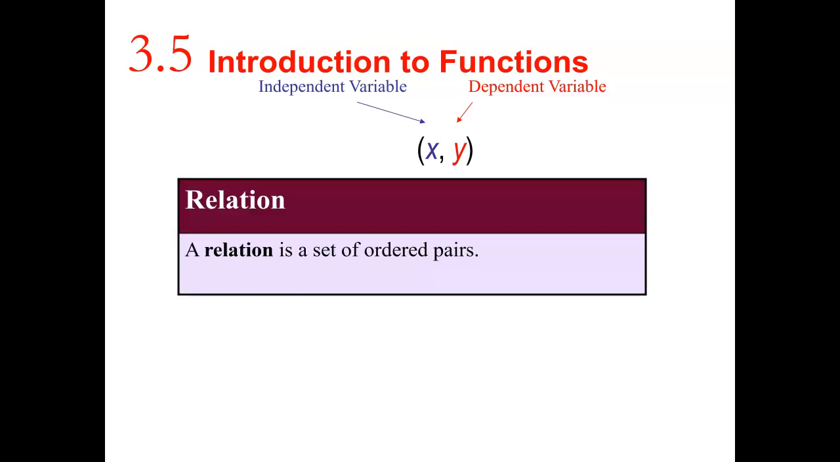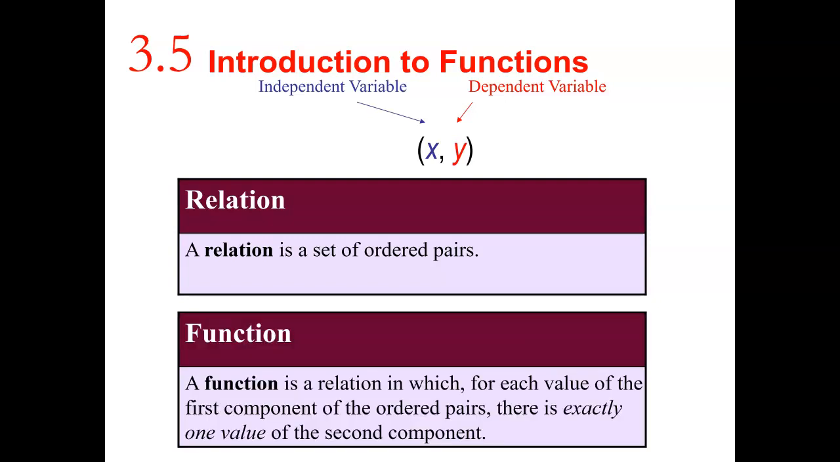All of our equations, our graphs, our tables, sets of ordered pairs, they'll all be relations. What we have to do is then use some specific values to determine which of those relations are specifically functions. But a relation is just a set of ordered pairs. We're comparing some x values to y values, inputs to outputs, independent variables to dependent variables.